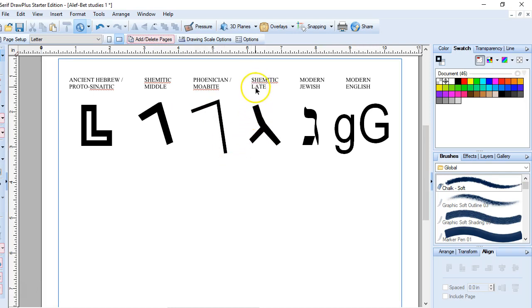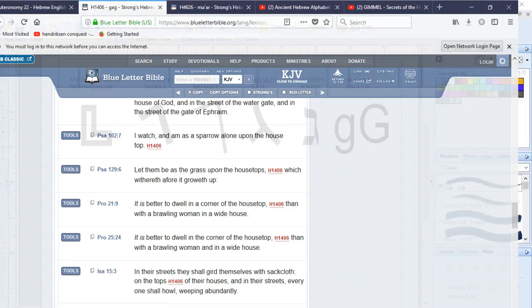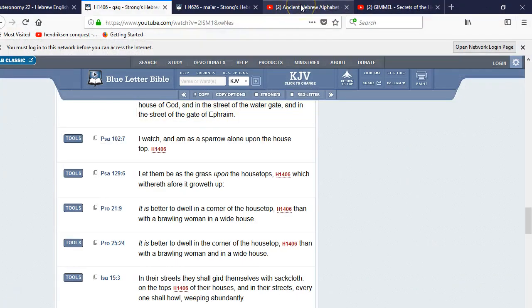Now, the late Shemitic is actually different in the sense that it's flipped, and the crooked area of it is more pronounced. Now, the modern Jewish, we're going to get to. And then how it's represented in modern English, we're going to get to. But first, a word from our gatekeepers.